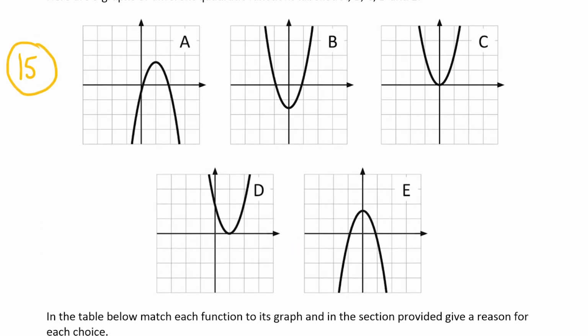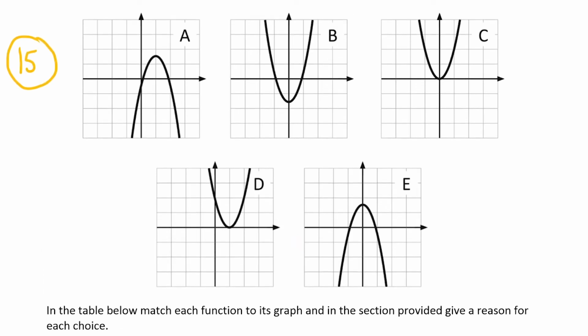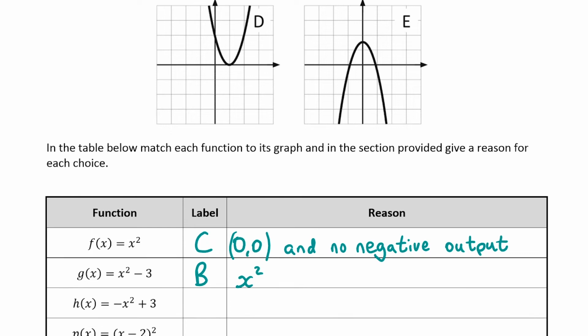Okay, so now our next graph is g(x), x squared minus 3. So that's going to mean that we'll have a graph similar to f(x), but it will be moved down 3. We can tell that that must be graph B, as it's the only graph that looks similar to f(x) and is moved down a bit, which must be the minus 3.